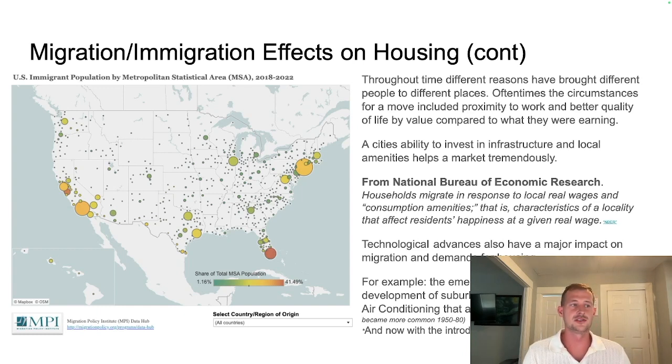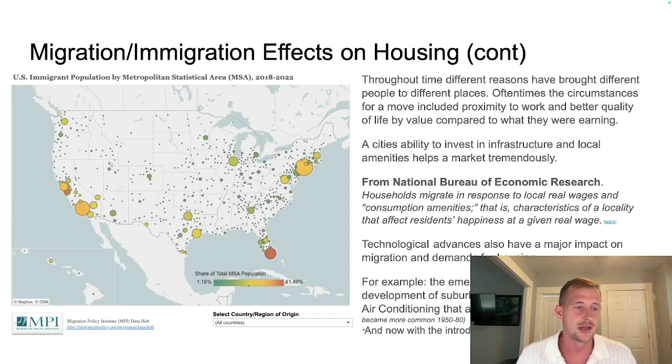So a city's ability to invest in infrastructure and local amenities helps a market tremendously. When a city has a good balance sheet and they have money to invest, that's a good sign. And this is from the National Bureau of Economic Research: Households migrate in response to local real wages and consumption amenities. That is, characteristics of a locality that affect residents' happiness at a given real wage. And that's from the NBER.